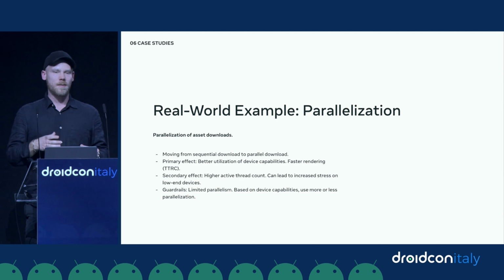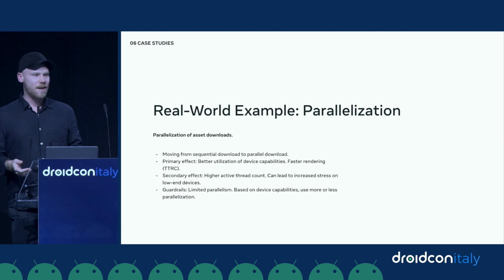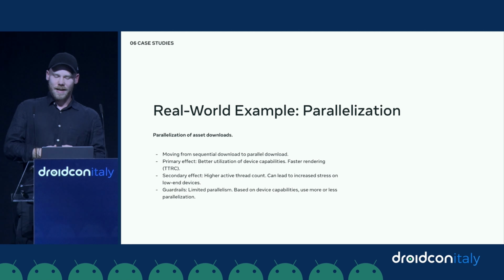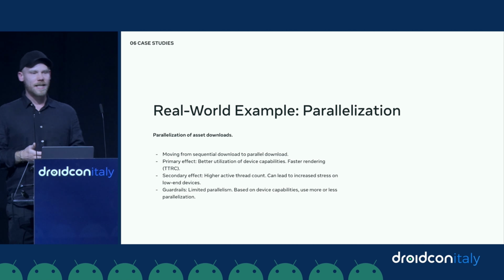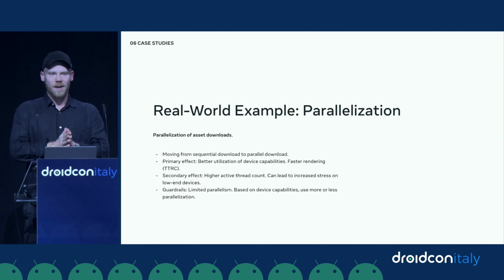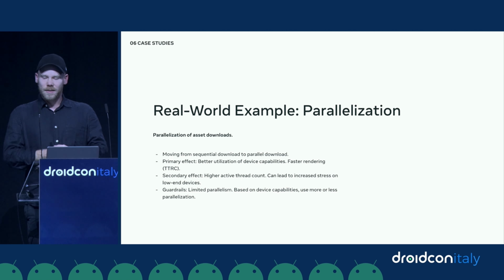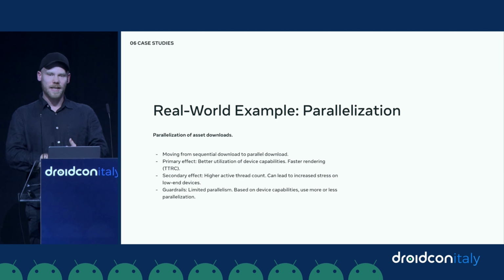And if we think about it, the primary effect would be a better utilization of device capabilities of the hardware, faster rendering. And then the secondary effect would be suddenly we might have a higher thread count. This can lead to increased stress on low-end devices. So if we only look at the average user, everything might look good, green, positive. But then if we look at P90, P95, we may start to see regressions, and we would be wondering, where are they coming from? Well, in the end, they come from us using too many of the resources we have available.